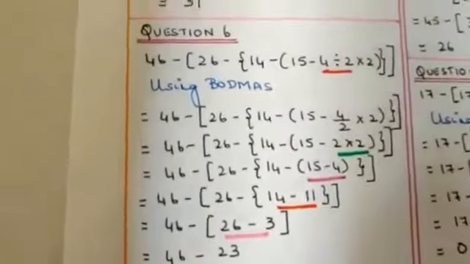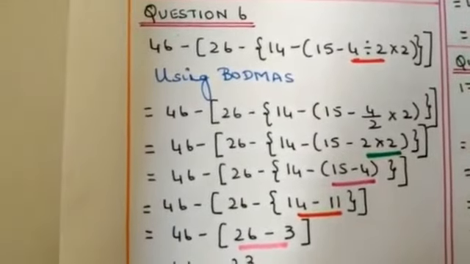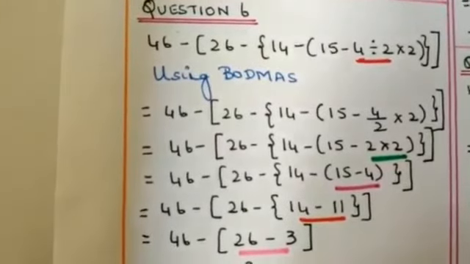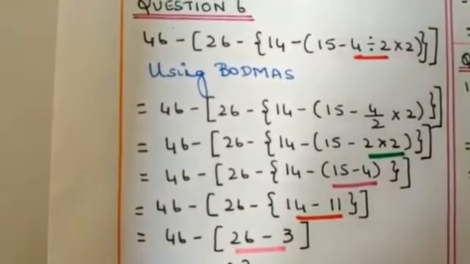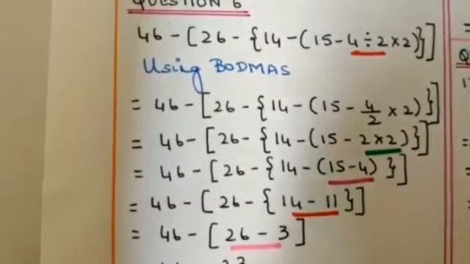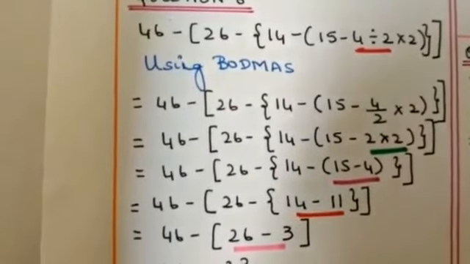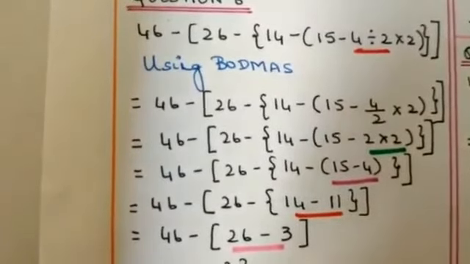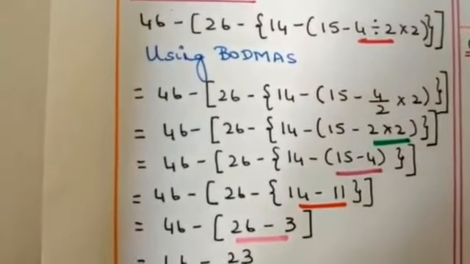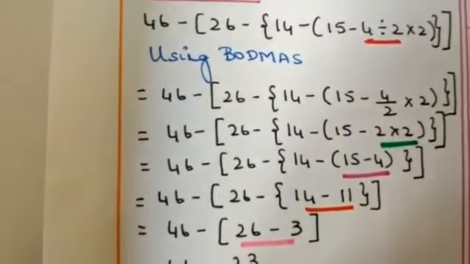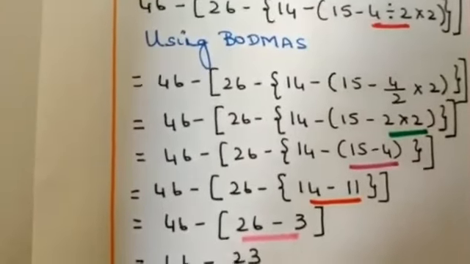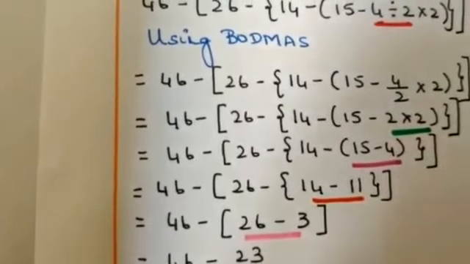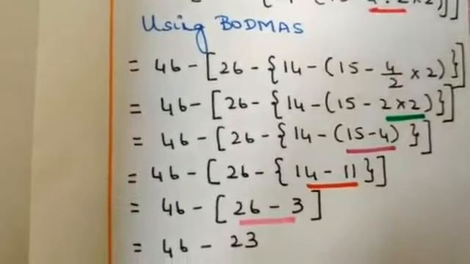Let's move on to question number 6. 46 minus 26 minus 14 minus 15 minus 4 divided by 2 into 2. We solve the operation present inside the simple bracket, and in that the first operation would be division. Hence we get 46 minus 26 minus 14 minus 15 minus 4 by 2 into 2. 4 by 2 is nothing but 2. So we get 46 minus 26 minus 14 minus 15 minus 2 into 2.